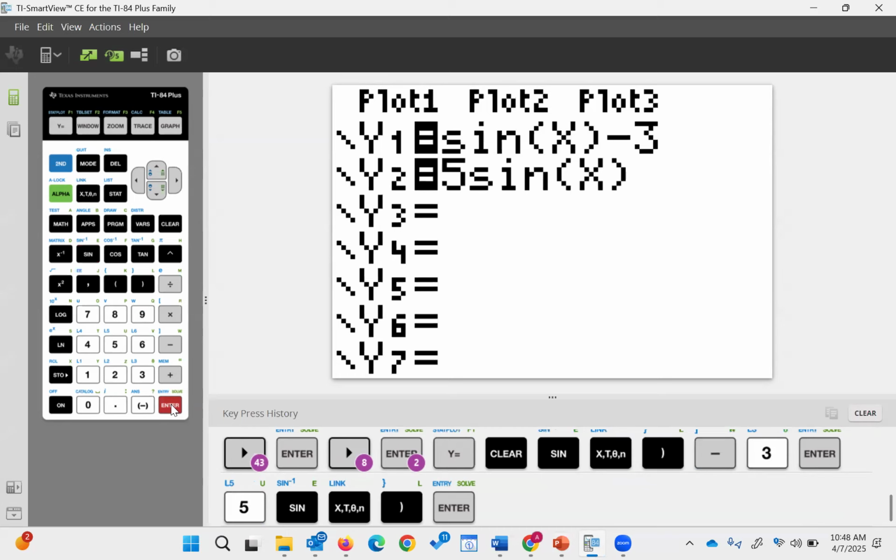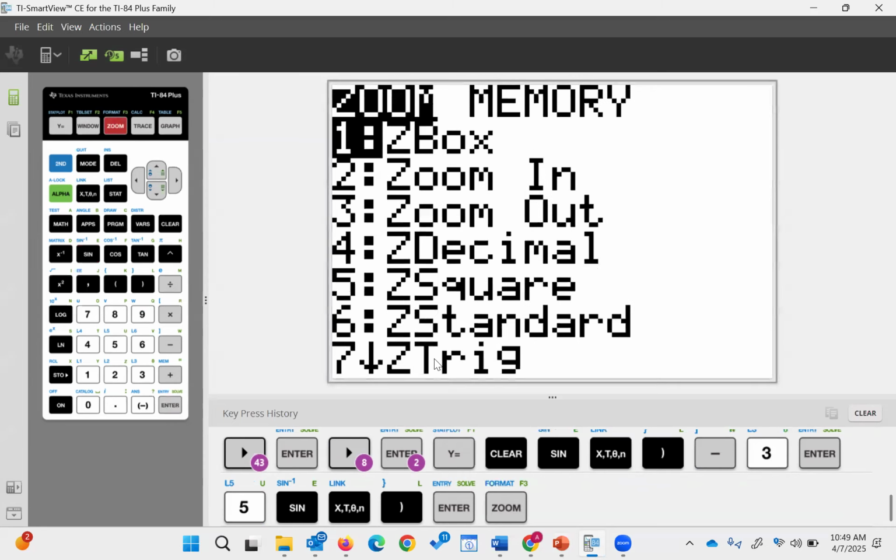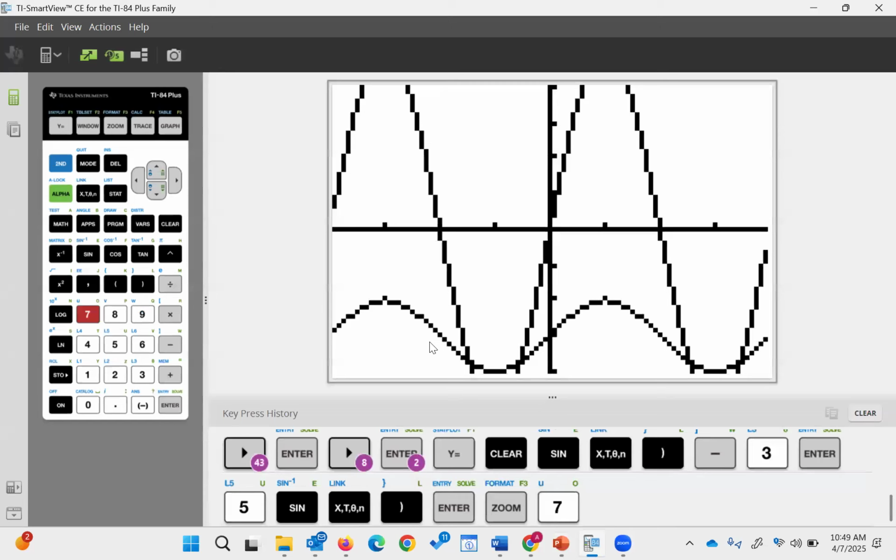So for the following, find blah, blah, blah. Use a calculator to approximate the answer to the nearest tenth of a degree. Okay, we're in degrees. So let's go zoom again, zoom, and we go ZoomTrig, because it's just a fast way to get our screen ready.